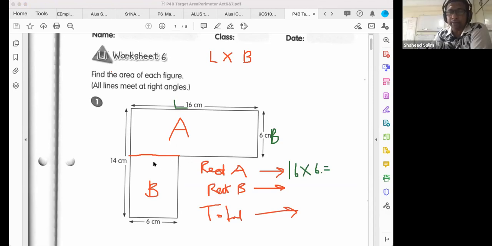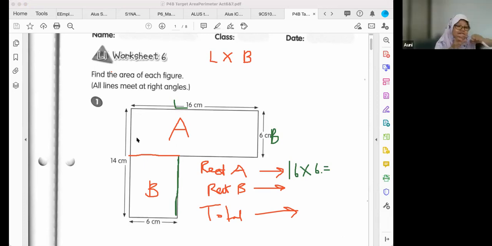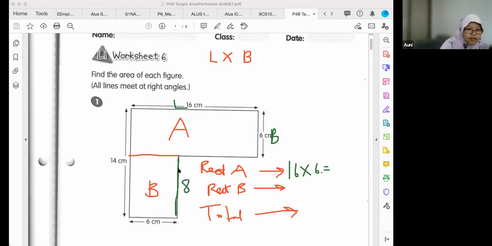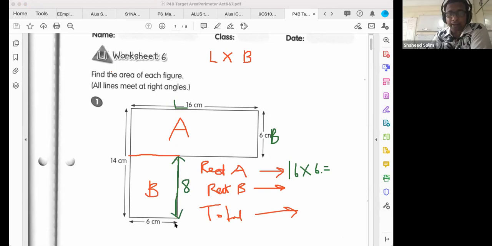It's okay. So what is this now from here to here? You must know what the length is. How to find? 14 minus 6. Yeah. 14 minus 6, you get 8. I thought it's still times. No, you're going to find the length here. Length times breadth. 8 times 6 now is the next one. Then you add both answers together.